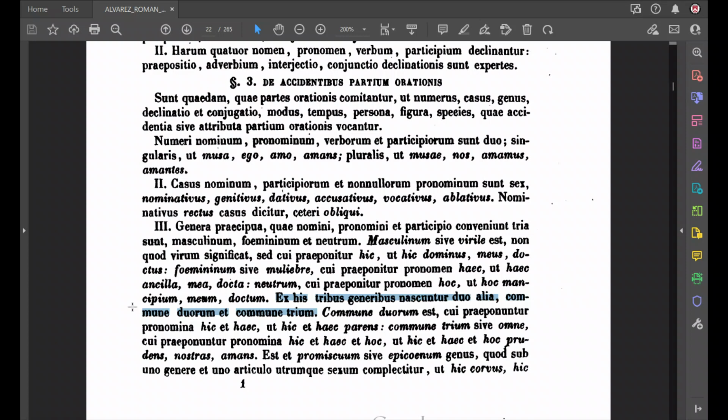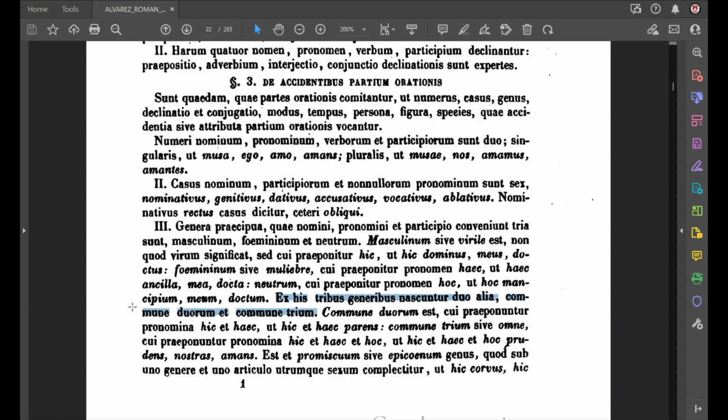nascuntur duo alia. Nascuntur means are born, duo alia, two others. Ex his tribus generibus, out of these three genders, nascuntur are born, duo alia, two others. So two other genders are born out of these three. All right? That's why these are called the principal or primary genders. The other genders come from them. They're not new genders. They come out of the three primary genders.